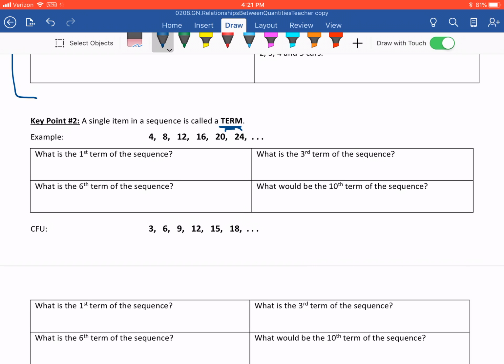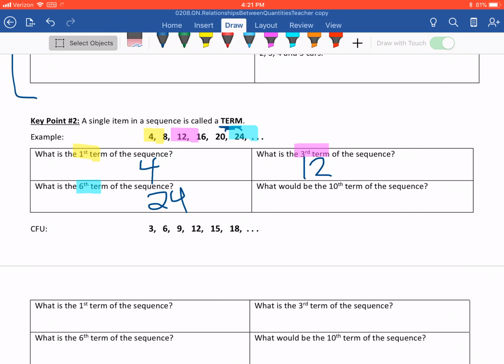A term. So for example, we have 4, 8, 12, 16, 20, 24. We have a whole bunch of numbers here. What is the first term of the sequence? So the first term. Well, what's the first number in the list? 4. What is the third term? Well, 4, 8, 12. What is the sixth term? Well, 4, 8, 12, 16, 20, 24. Means that one would be 24.